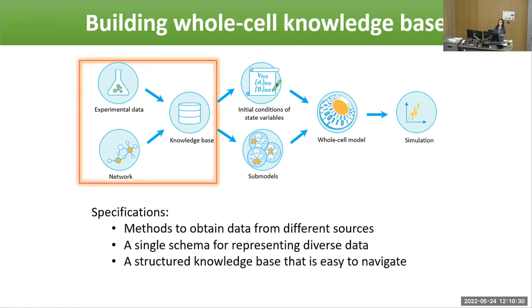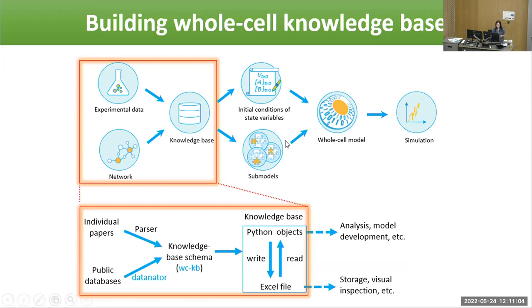So the first step was to build a knowledge base. As you can imagine, all the data that we need to build a model is scattered in all sorts of public databases and also papers. So in this step, we needed methods to help us obtain those data. We also wanted a single schema for representing all this diverse data. And more importantly, as I mentioned, we wanted a pipeline where we can trace the sources of all the data. In this case, we wanted a structured knowledge base that is easy for us to navigate. And this is what we have done.